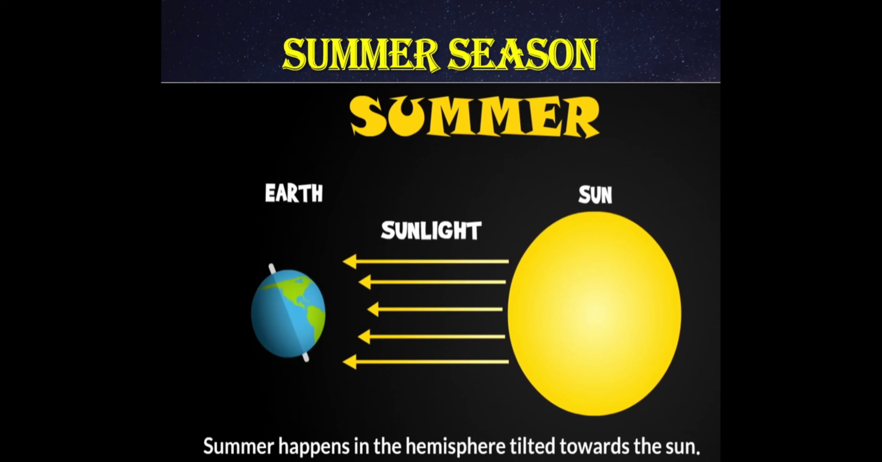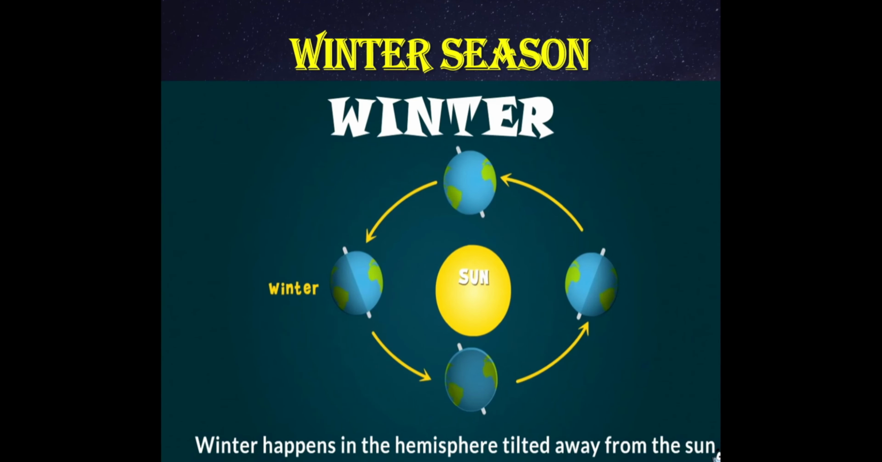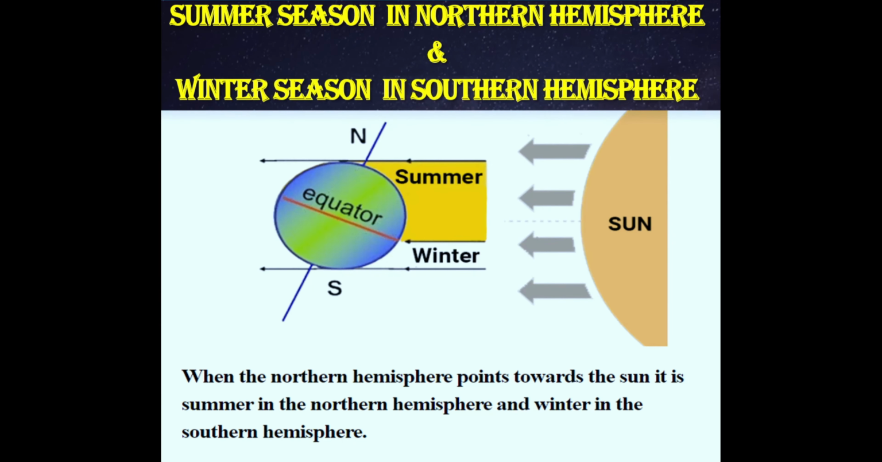Summer happens in that particular hemisphere which is tilted towards the sun, whereas winter happens in the hemisphere which tilts away from the sun. Summer is the hottest season. On 21st June, the northern hemisphere of the earth is tilted towards the sun. As a result, the rays of the sun fall directly on the Tropic of Cancer. So the areas facing towards the sun receive more heat, and hence the northern hemisphere experiences the summer season.